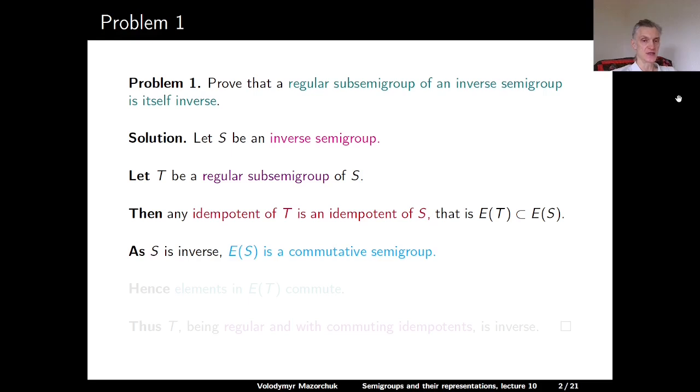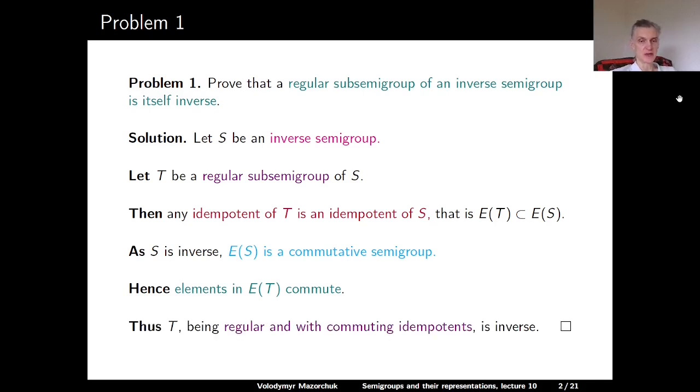Since S is an inverse semigroup, the idempotents of S form a commutative subsemigroup of S, so the idempotents of S commute. Since the idempotents of T are a subset of these, the idempotents of T commute as well. And so T is a regular semigroup in which idempotents commute, and this means that it is an inverse semigroup. And this completes the solution.